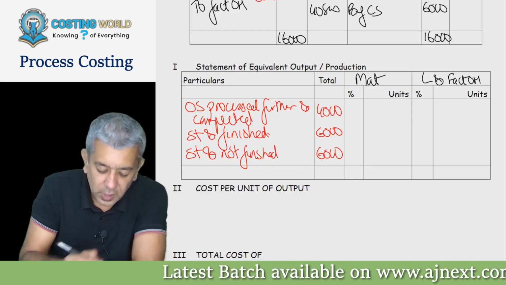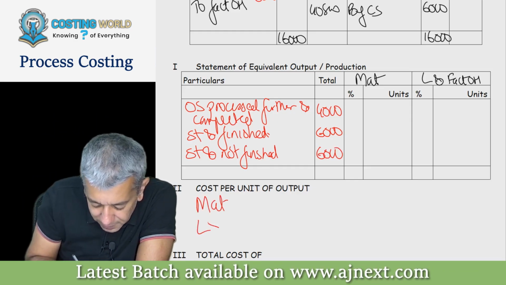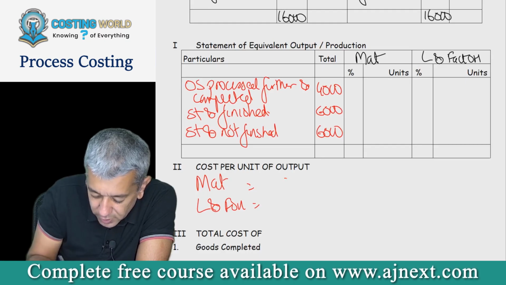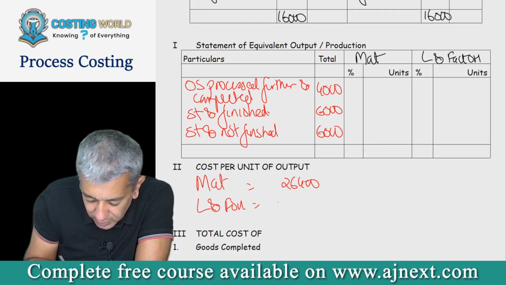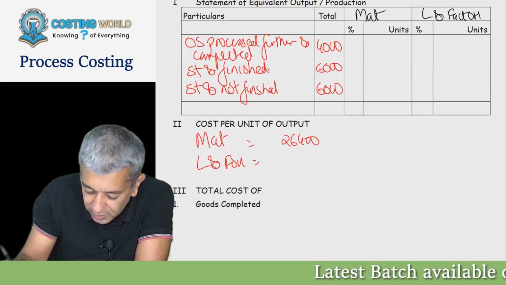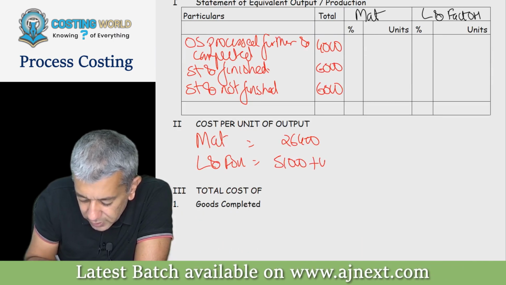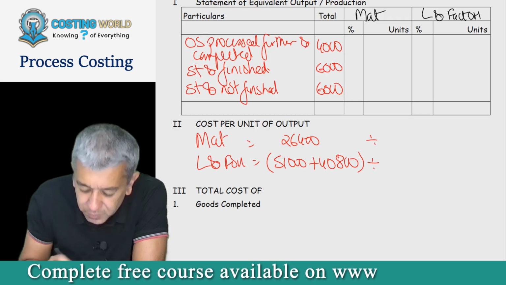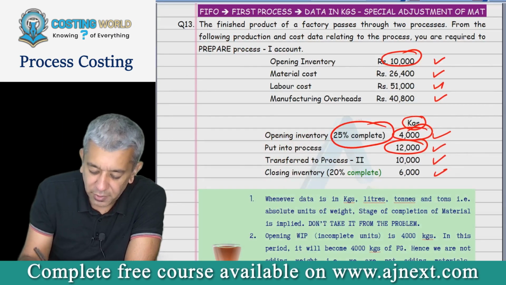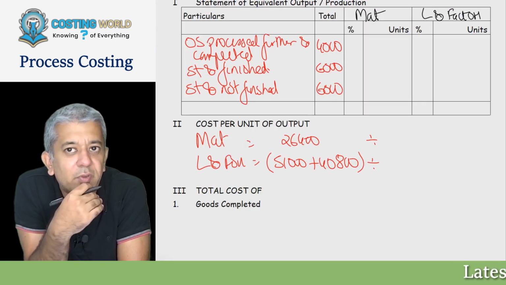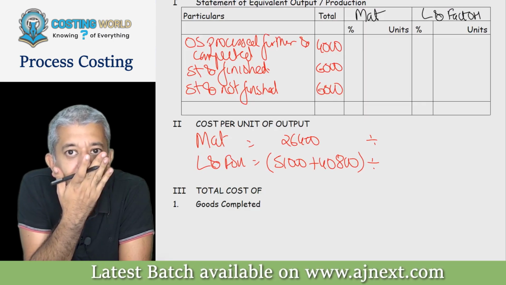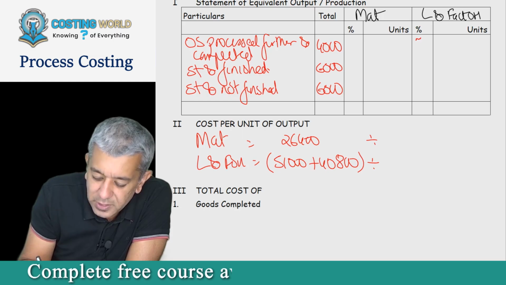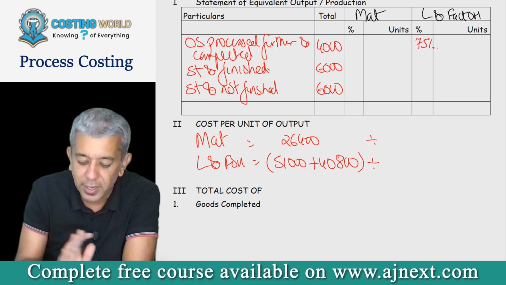Now, after that, there will be material, labor and factory overhead. For material, you have incurred 26,400. For labor, you have incurred 51,000, plus 40,800. Although you could have merged all three, I'm not trying to say much about that for the timing. Now see, opening stock was already 25% complete. So can we say in this period we will be completing 75%? Correct, no? You are only going to write 75% over here.